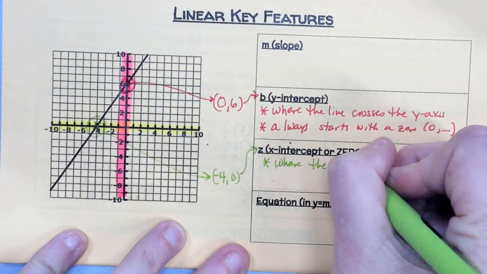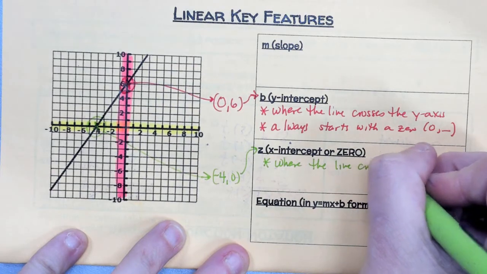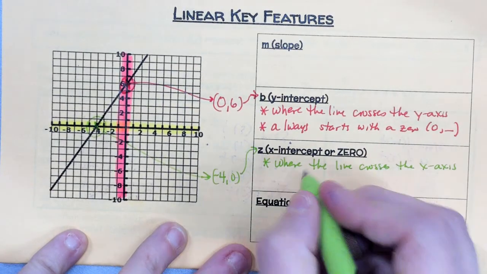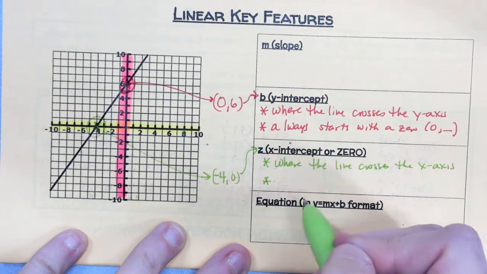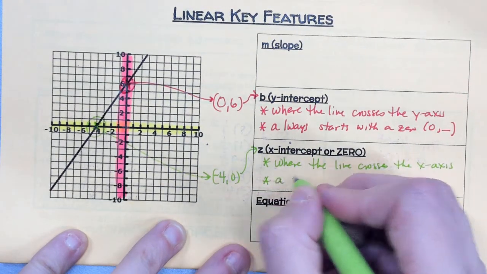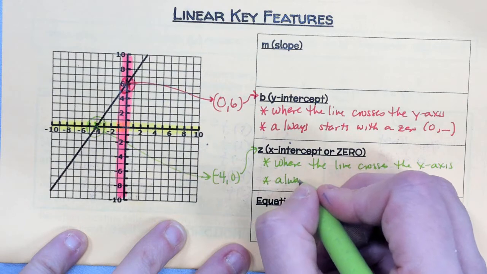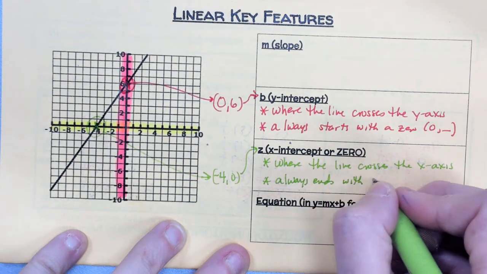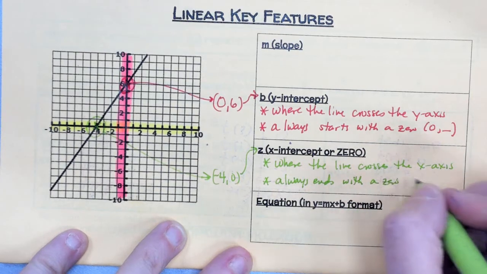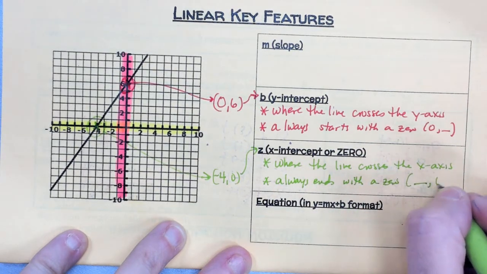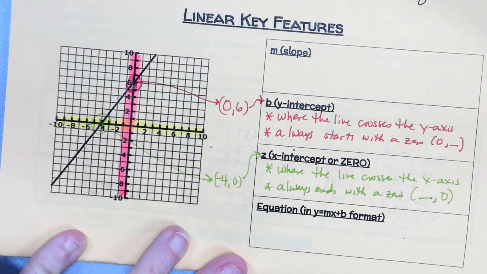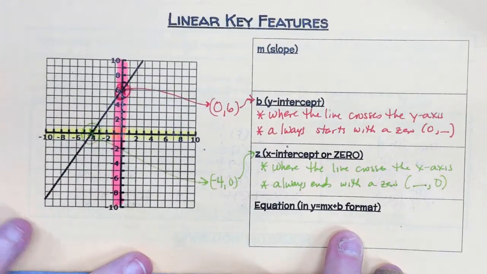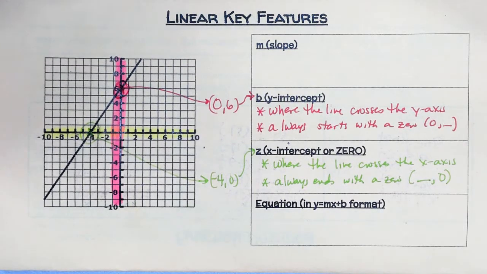where the line crosses the x-axis. Okay? And the y-intercept starts with 0. The x-intercept always ends with 0. So that ordered pair is going to be something, comma, 0. All right? So far these two are pretty easy, right?